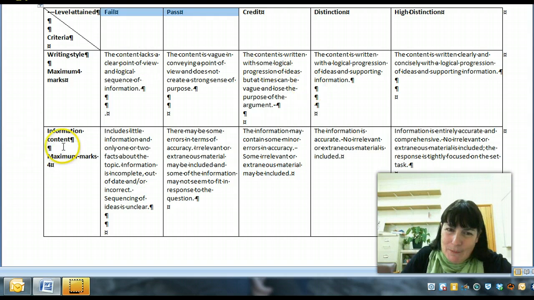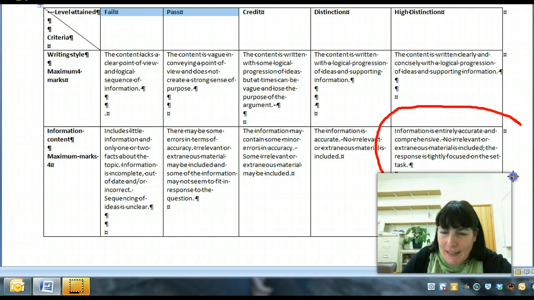Now, in the second component, which is your actual information, so what you're telling me rather than how you're saying it, your information at the HD level is accurate and comprehensive. In other words, you have fully explained all the details that you need to in that answer. But the second part of that is that there's no irrelevant or extraneous material included. In other words, you haven't taken a scattergun approach to the answer and just stuck in every single piece of information that's out there. You've actually answered the question, not given me an entire overview of the topic area. And that's pretty important. What you leave out is sometimes as important as what you include.